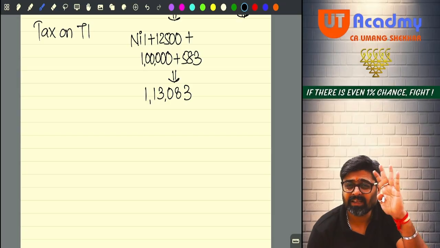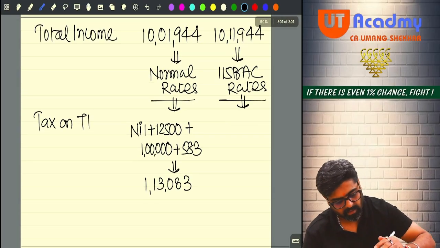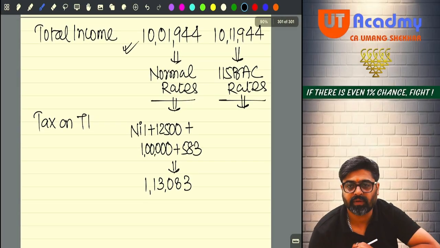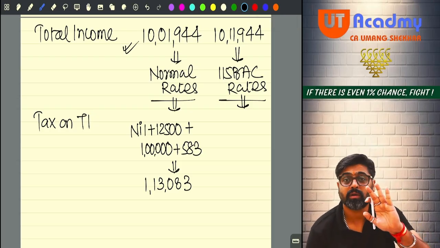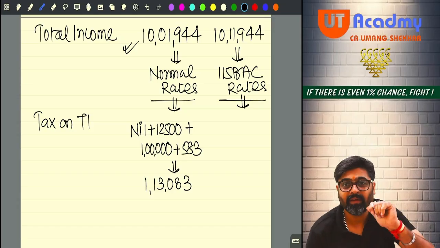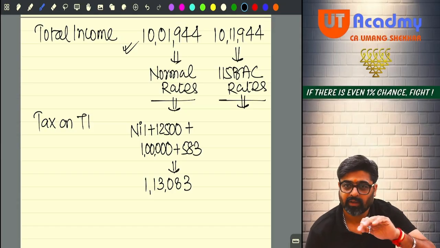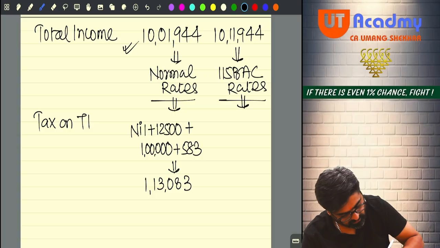Will I add any surcharge? No. Why? Because my total income is not more than 50 lakhs. Will I get any rebate? No. Since my total income is not less than or equal to 5 lakhs. Okay. So no surcharge, no rebate. I will have to add 4% cess.